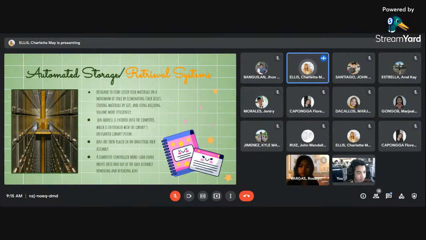Additional to what I said, there are several benefits to ASRS, among them are low storage space requirements, high patron success rates, good collection preservation, and low ongoing costs.